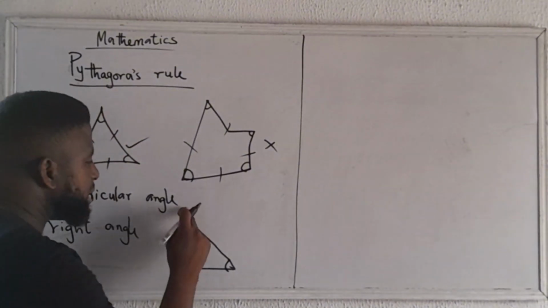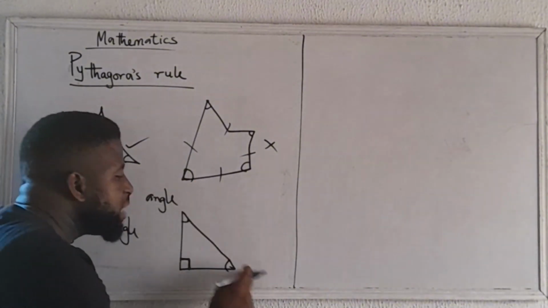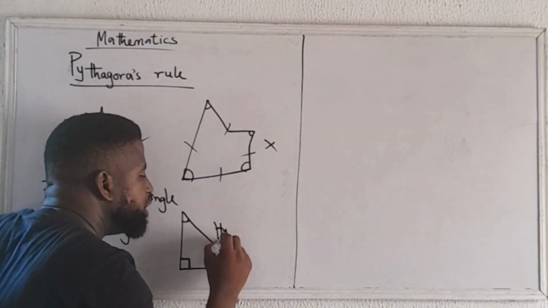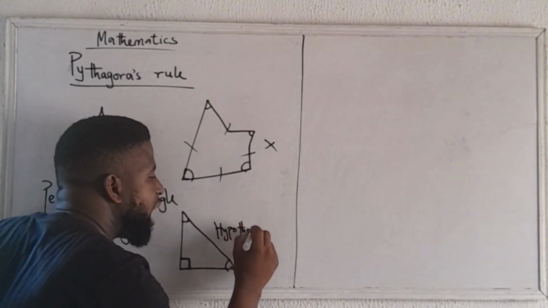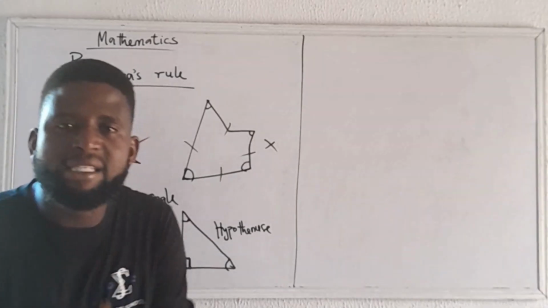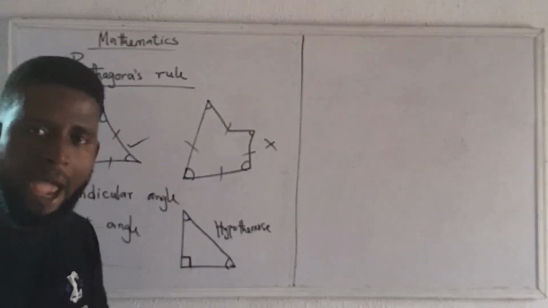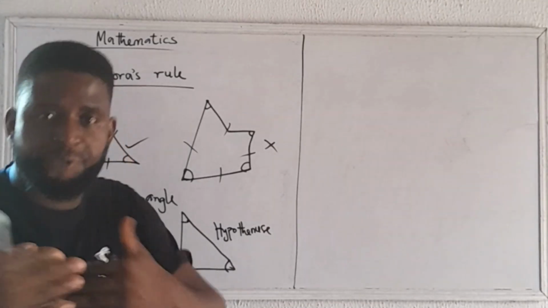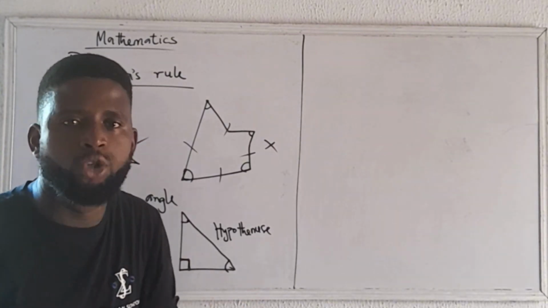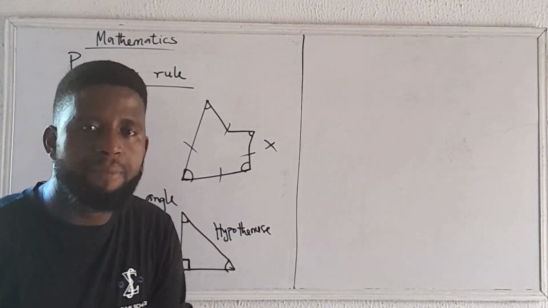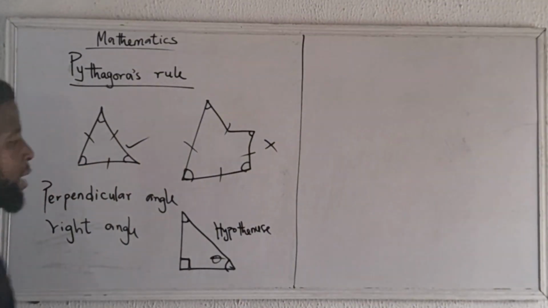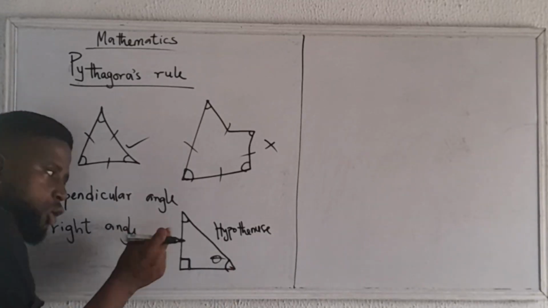And they said that the side opposite, the side facing the right angle or the perpendicular angle, is called hypotenuse. It is also the longest side of the right angled triangle. So we can then say that the longest side of the right angled triangle is called hypotenuse, or the side that is facing the perpendicular angle or the right angle is called the hypotenuse. Right?